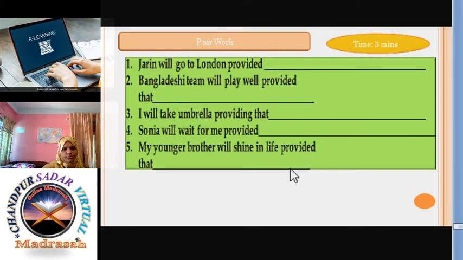So this is your pair work. You will do your pair work. Here are given 5 examples for you. First one, Jerin will go to London provided. We have already done this type of rule. Bangladeshi team will play well provided that. I will take umbrella providing that. Sonia will wait for me provided. My younger brother will shine in life provided that.